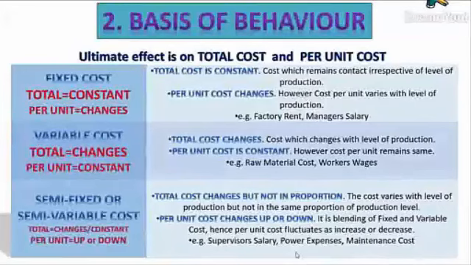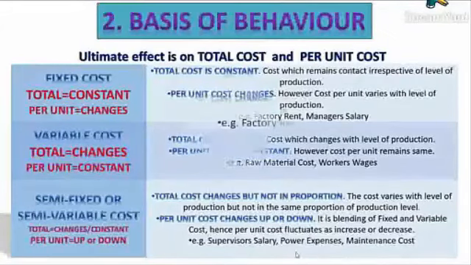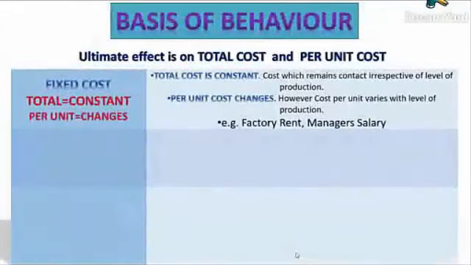Now this basis of behavior is defined on the basis of how the total cost changes with the level of production and how the per unit cost changes with the level of production. Now we'll go into a slight detail of this. The first one is factory cost or fixed cost. A main feature of this fixed cost is that total cost is constant. So even if your production increases, the total cost remains same.